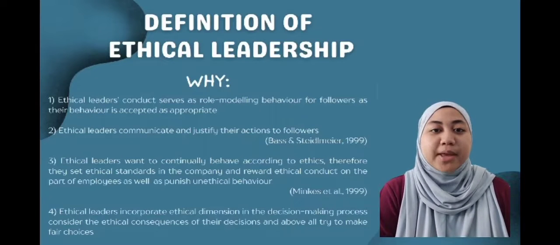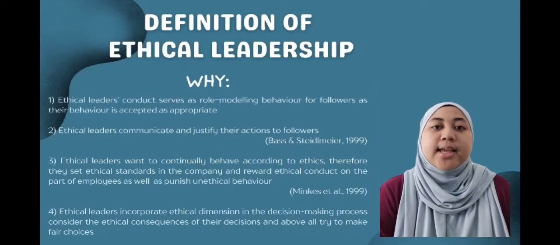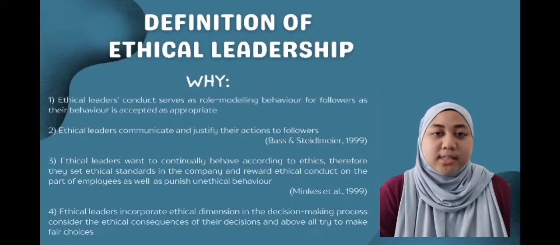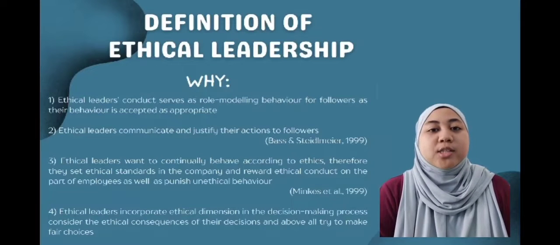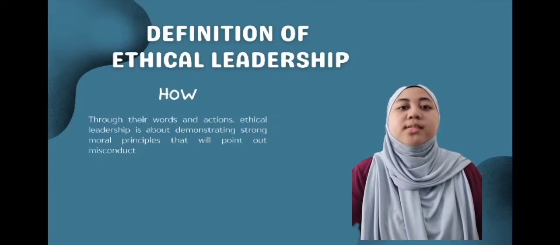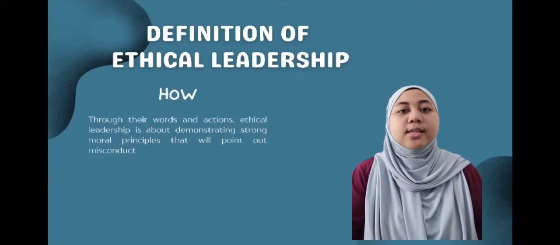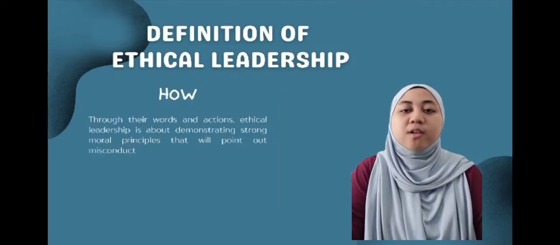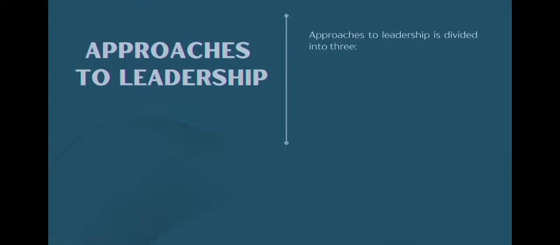punish unethical behavior. Ethical leaders incorporate an ethical dimension in the decision-making process, consider the ethical consequences of their decisions, and above all try to make fair choices. For example, through their words and actions, ethical leadership is about demonstrating strong moral principles that will point out misconduct.